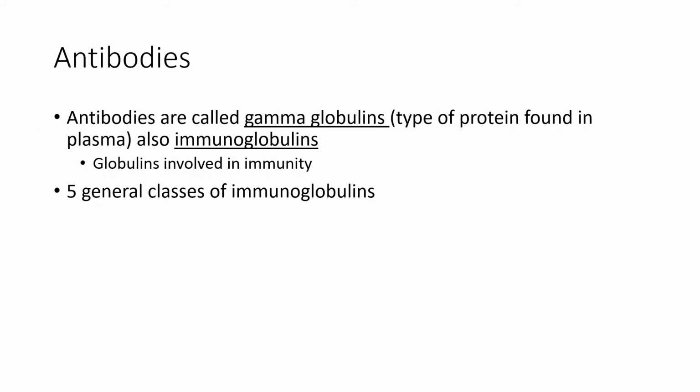So talking about antibodies. Antibodies are also called gamma globulins. It's a type of protein found in plasma. We can also call them immunoglobulins. Globulins. I did the exact thing I said I wouldn't do. It's not goblins, it's globulins. And globulins are just going to be involved in your immunity in general. There are 5 general classes of immunoglobulins. I don't need you to know them, just know that there's 5 of them.